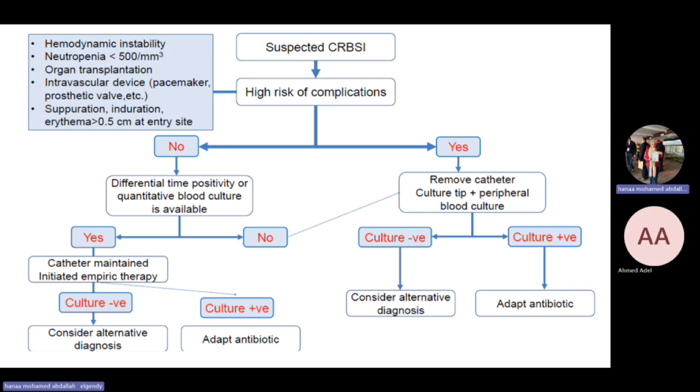If there is no risk of complication, we can go with differential time to positivity or quantitative blood culture if it is available. If it's not available, we have to remove the catheter. But if it's available, we can wait. The catheter is maintained in place and we initiate empiric therapy. If the culture is negative, we consider alternative diagnosis and we should not remove the catheter. If the culture is positive, we can continue antimicrobial therapy if the patient has no risk factor to urgently remove the catheter, as we said.